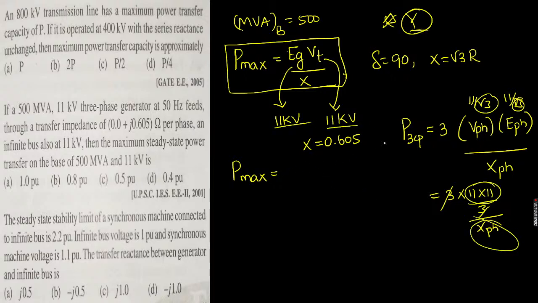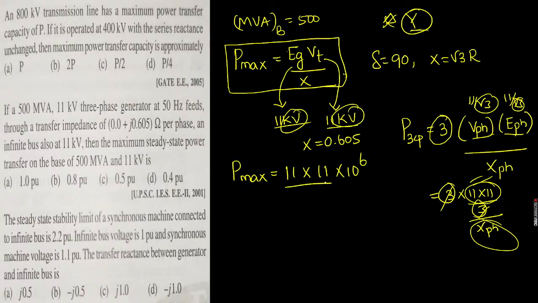In 3 phase, if you are having per phase voltages, then you can consider this factor 3. If you are having line voltages, directly you can substitute, that factor 3 will be cancelled. So the answer is 11 kilo voltage into 11 kilo voltage. Kilo into kilo will become 10 power 6, divided by 0.605.